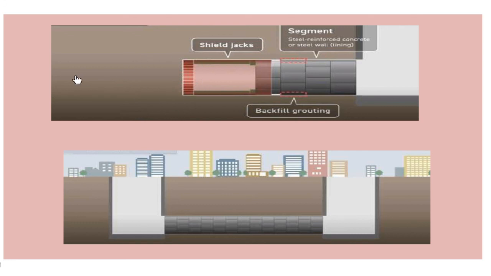Like that the procedure is continued, and till it reaches the next pit, this tunneling procedure is continued, and you will have the complete tunnel with a steel lining. So this is how usually the shield tunneling method is used and the tunneling work is completed.